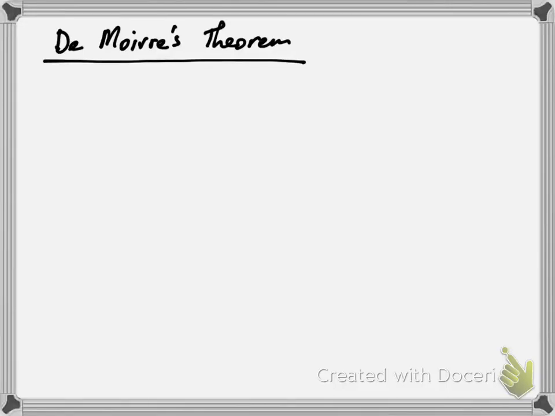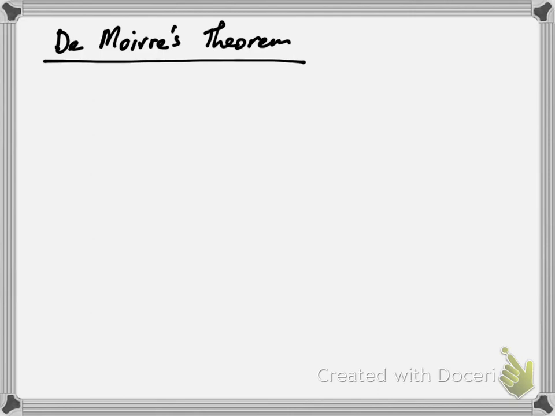All right, let's have a look at de Moivre's theorem. In de Moivre's theorem, we are trying to get a complex number raised to a certain power. It could be a whole number or it could be a fraction, so any rational power. So we can actually use it to solve problems.